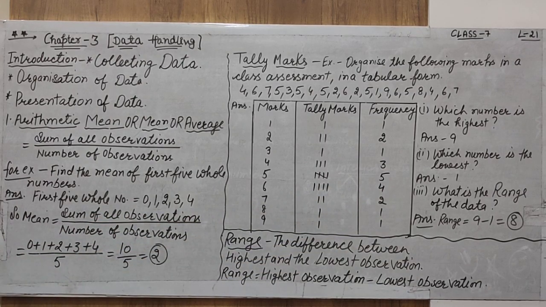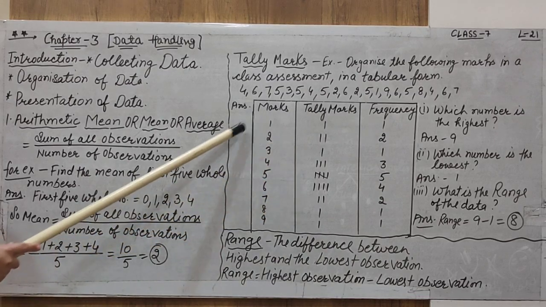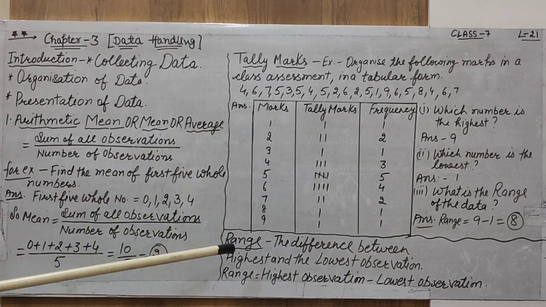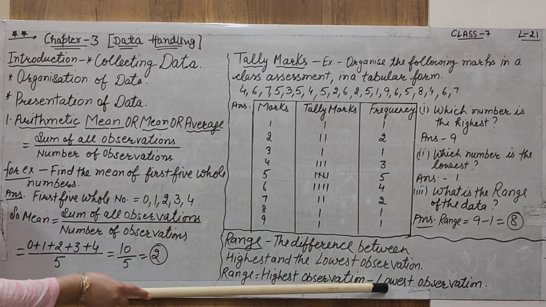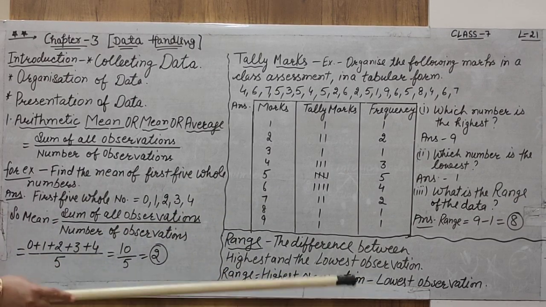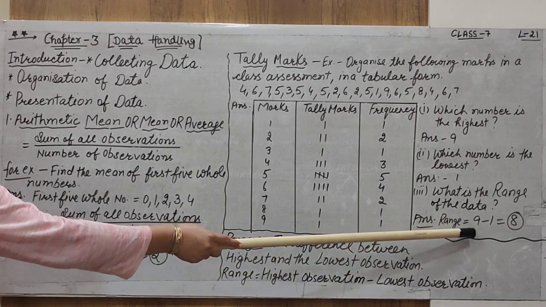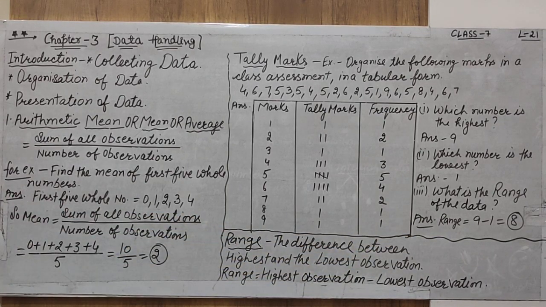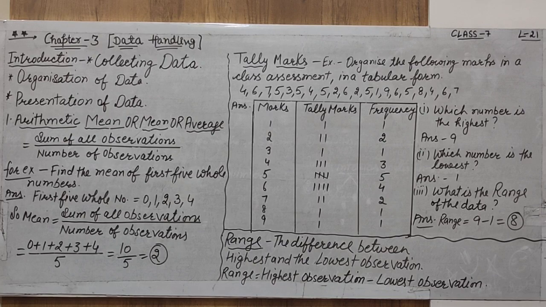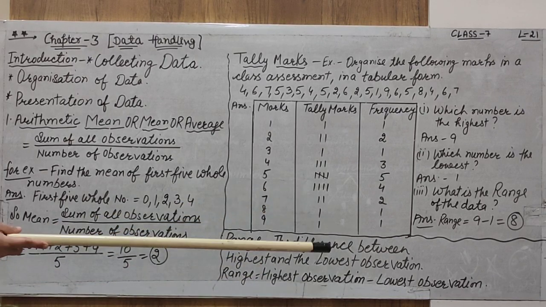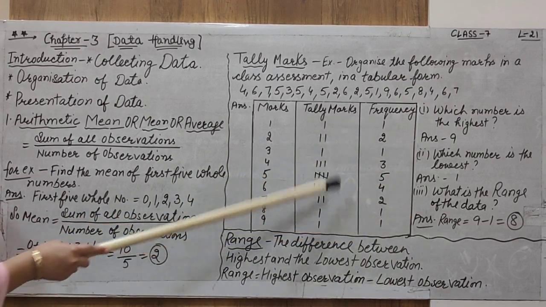Next question. What is the range of the data? Now, if we want to find the range of the given data or the given observations, the formula is highest observation minus lowest observation. The highest observation is 9 and the lowest observation is 1. So, highest minus lowest, that is 9 minus 1, is equal to 8. This is the value of the range of the given data. You can also find out the mean of this data.